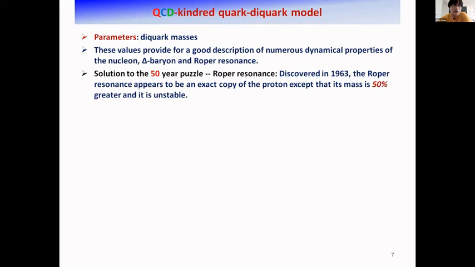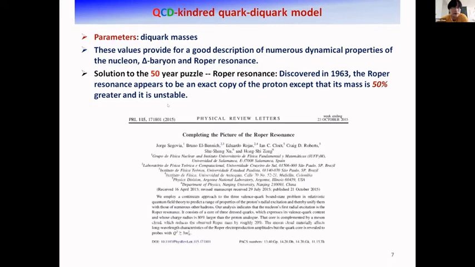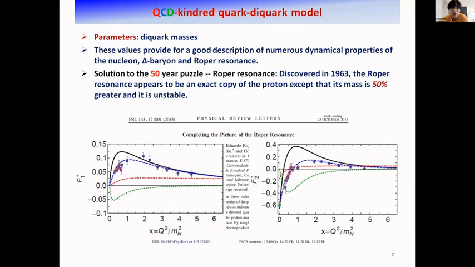In my point of view, the biggest success of this model is the solution of the 50-year puzzle, the Roper resonance. The Roper was discovered in 1963. It appears to be an exact copy of the proton, except that its mass is 50% greater and it is unstable. In this paper, Jorge Segovia and his collaborators computed the transition form factors between the nucleon and the Roper. And finally, they found that the Roper is the first radial excitation of the nucleon.